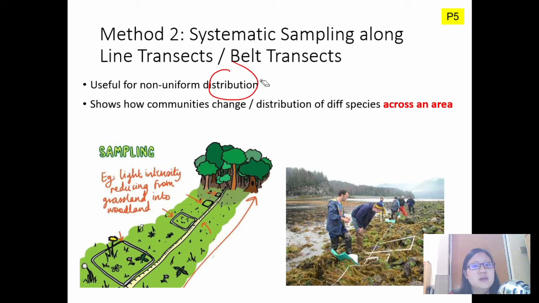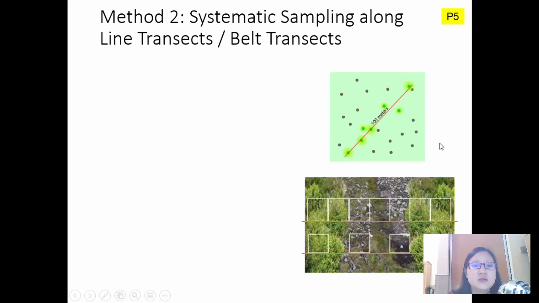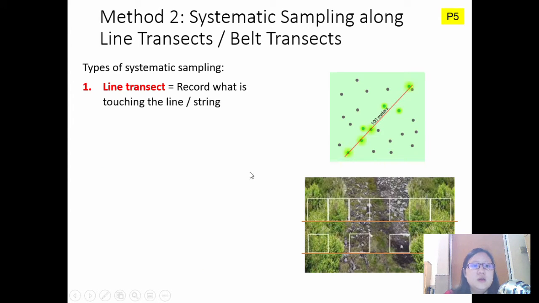Systematic sampling is to really find out distribution across a specific area that changes. The idea is that we are measuring species abundance at set distances along a transect or line. It could be a line transect or a belt transect. So what is the difference here? A line transect is generally recording what is touching the line or string. So this is a line transect here. You pull a line across the area, and whatever touches the string or whatever you see nearby the string, you record it.